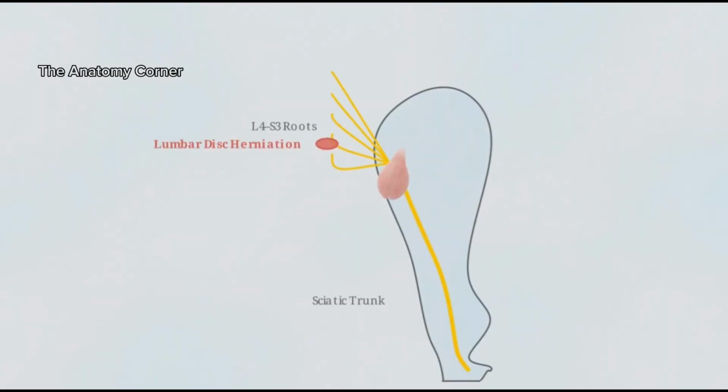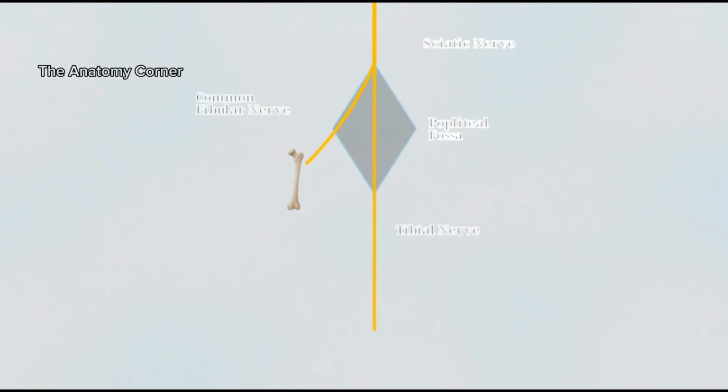If a lumbar disc herniates, or if an inflamed piriformis muscle physically compresses the thick sciatic trunk as it exits the pelvis, the patient suffers pain radiating from the buttock all the way down the leg, accompanied by mechanical weakness in the lower limb. When the sciatic nerve finally reaches the apex of the popliteal fossa behind the knee, its unified structure ends. It bifurcates into two distinct terminal pathways, the tibial nerve and the common fibular nerve.